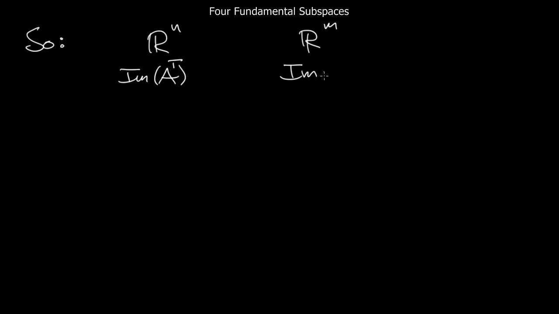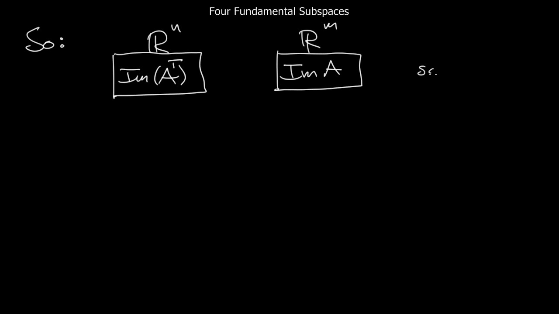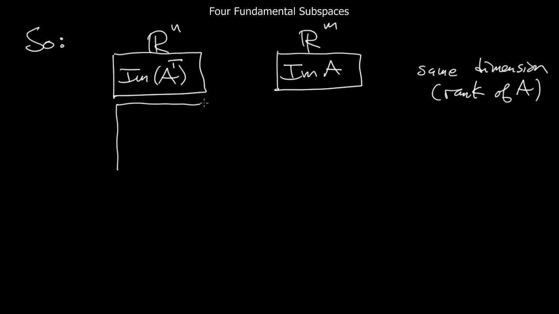Okay, so what does this say? Let's look at our picture again. You have Rn going to Rm, and you have the image of A transpose and the image of A. I'm going to draw boxes around these, and I'm drawing the boxes the same size to indicate that the dimensions of these two spaces are the same. They're the rank of A, which is the same as the rank of A transpose.